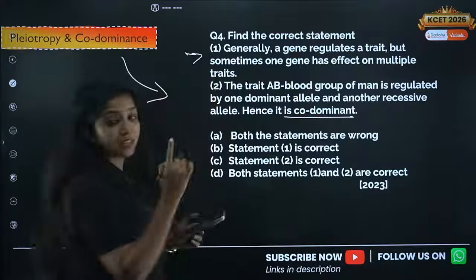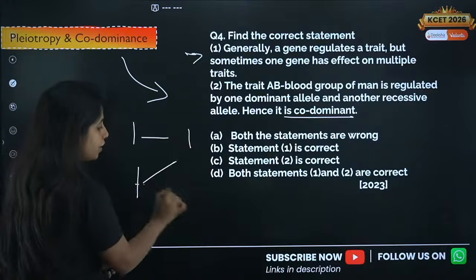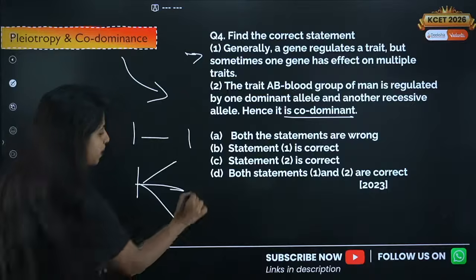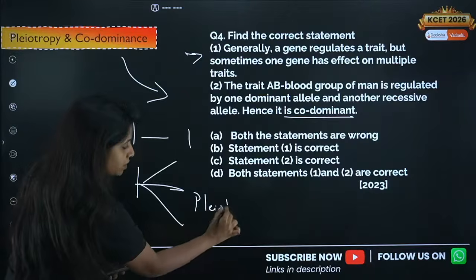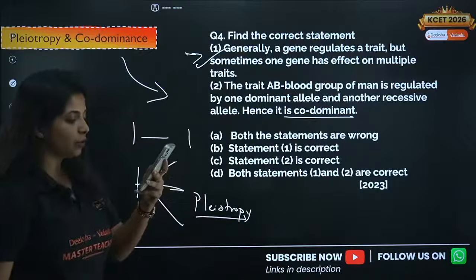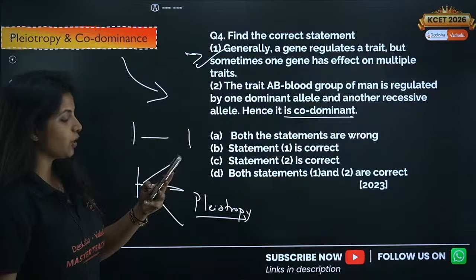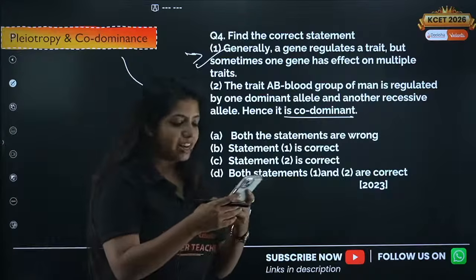Usually, a gene regulates a trait. A gene is there for one trait, but sometimes a gene can affect multiple traits. This is known as pleiotropy. We just discussed this, right? So this statement is absolutely correct. What about statement 2? Aishwarya says the answer is B. Is it B? For those of you who are watching this video, can you challenge her?